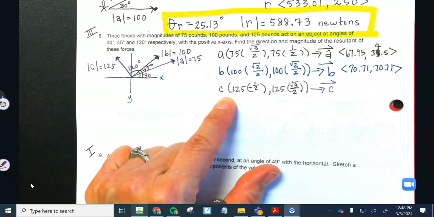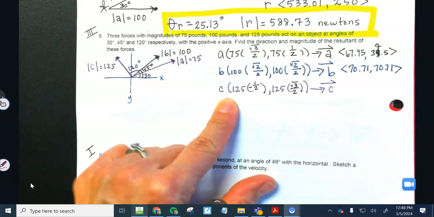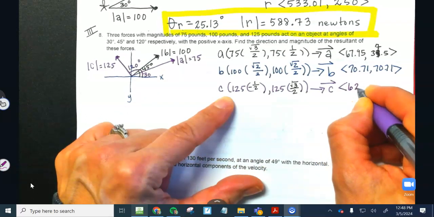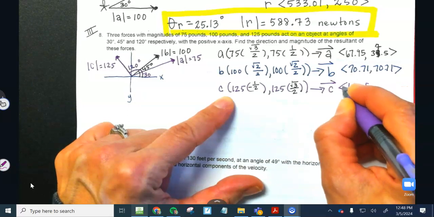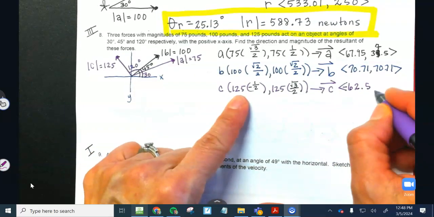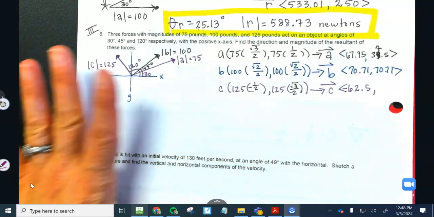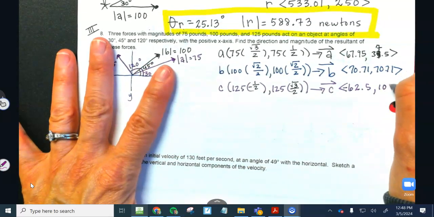All right. And then I want to say I know 125 cut in half, but I don't know. I messed up the first one. Is it 62.5? All right. So I got that one right. What's 62.5 times root 3? 108.25. Thank you so much.